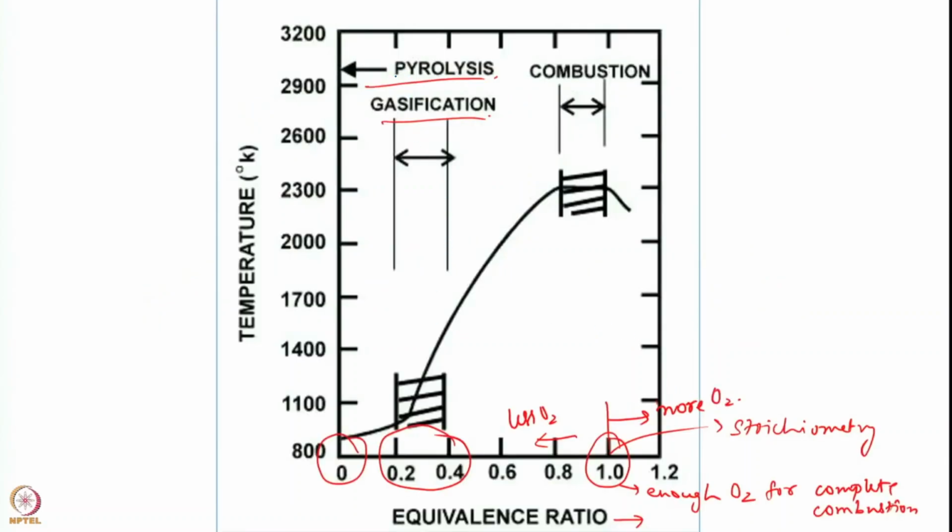You know that the pyrolysis process is at zero oxygen level. The gasification process is done with substoichiometric oxygen, like 0.2 to 0.4 percent, and the combustion process has excess oxygen. This is the basic difference between pyrolysis, gasification and combustion.